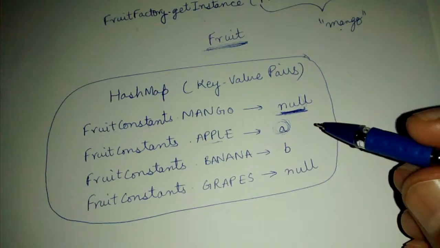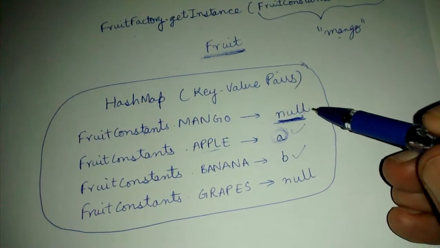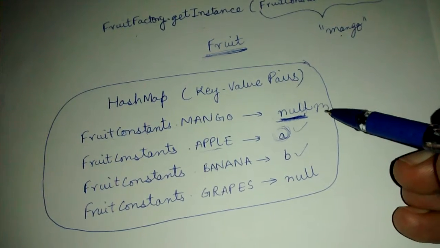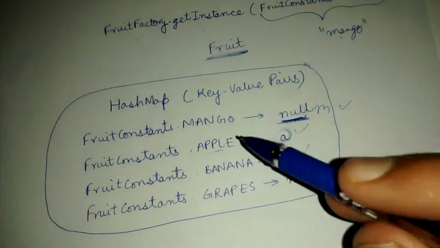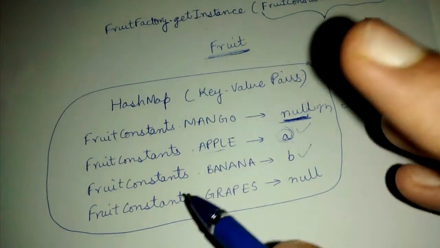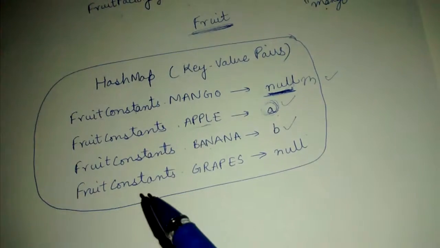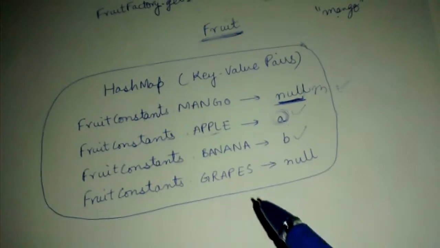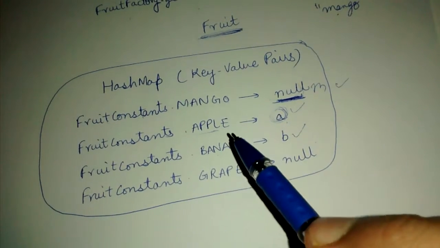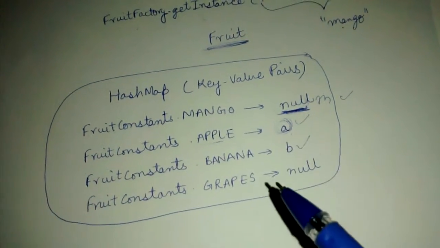So there are multiple instances, a, b, and let's say this mango will be created now, m. So there can be multiple instances for different keys, but for a single key there will be a single instance. That's the whole crux of this multiton pattern. In the singleton pattern we can have just a single instance, but in this multiton pattern we can have a single instance corresponding to a single key.